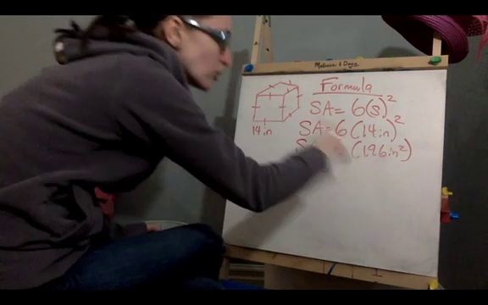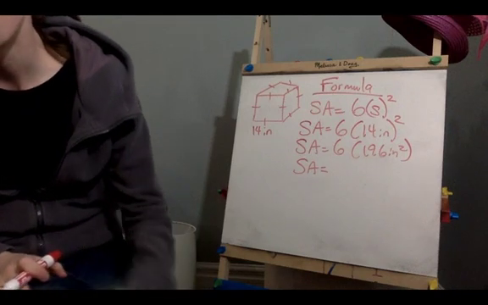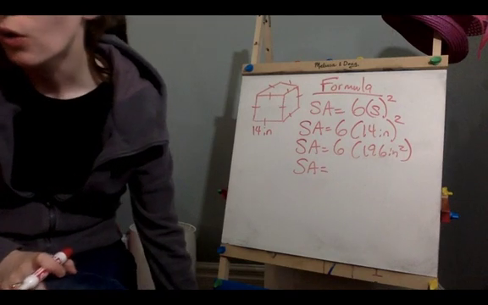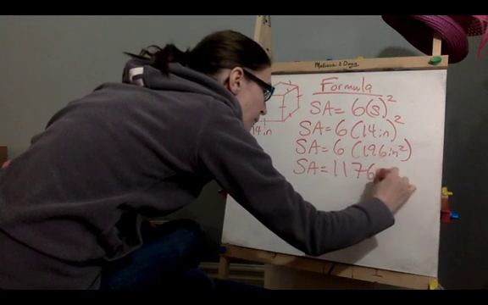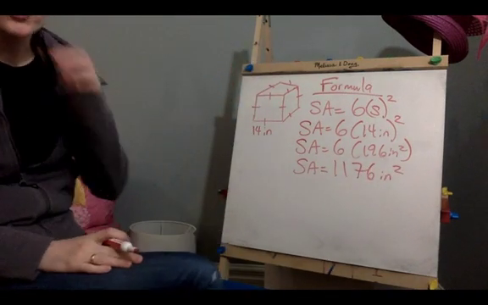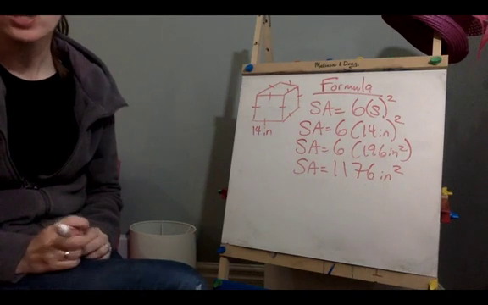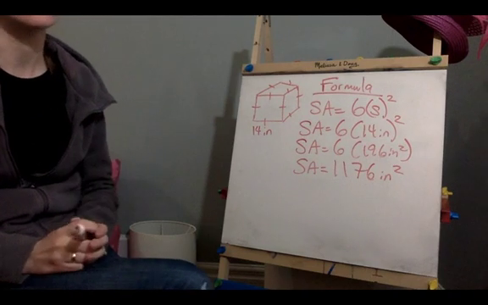And then you just multiply that area by 6, and you get a value of 1,176 square inches. Okay, so there's our surface area. However, the question asked for how many square feet of cardboard we are going to need.